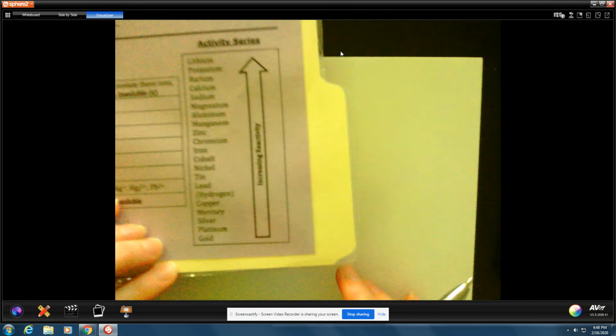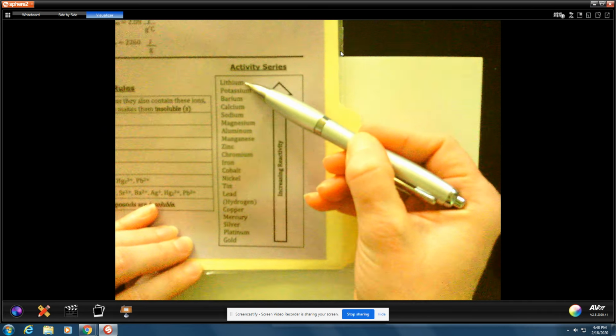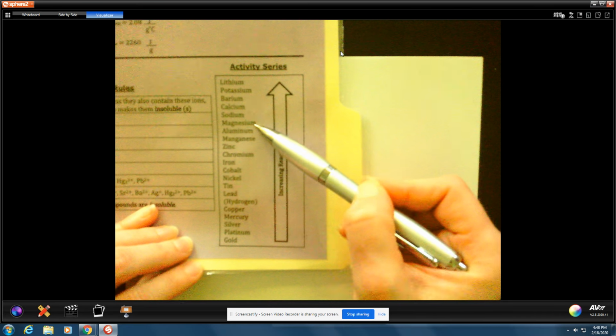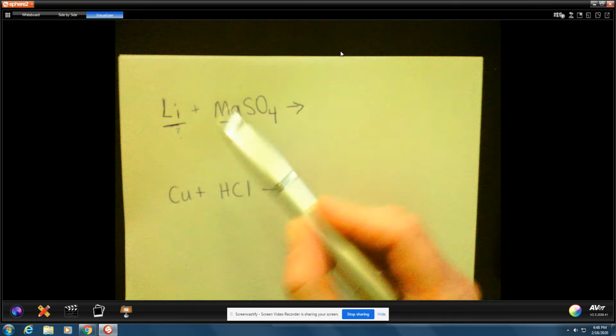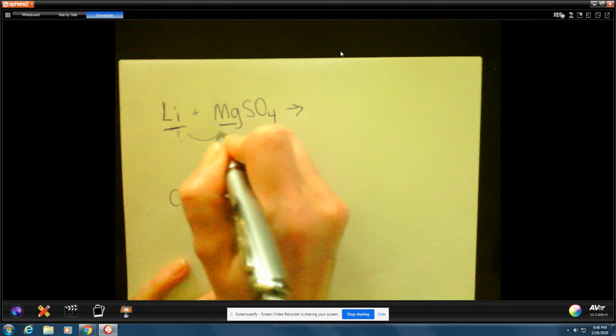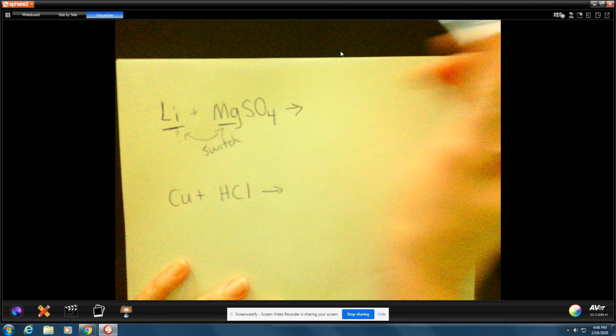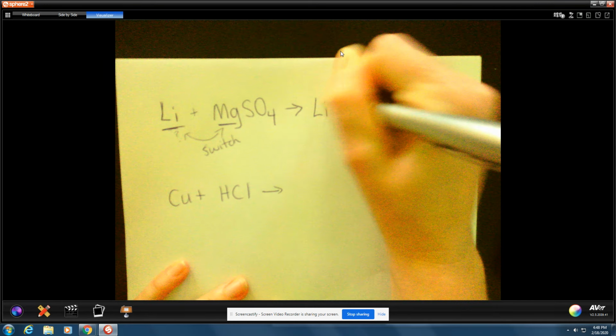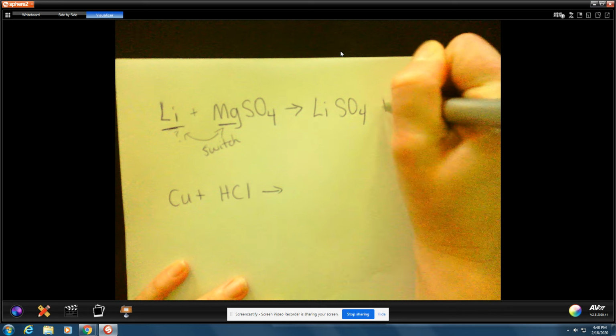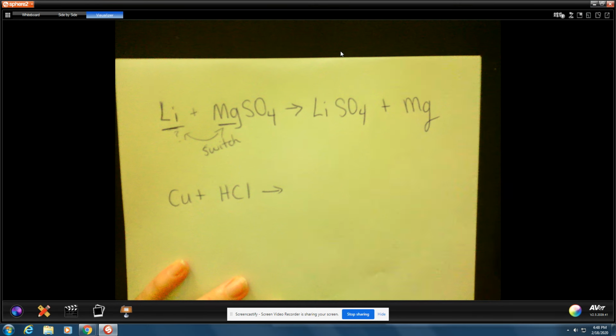And your activity series looks like this. Li is higher than everything, so Li is higher than Mg, magnesium. So this reaction will occur. And what happens is that these two just switch places. So now you're going to have Li with SO4, and you're going to have Mg by itself.